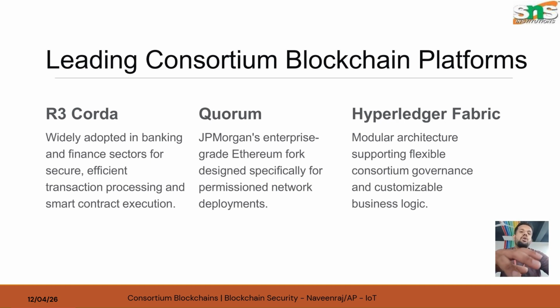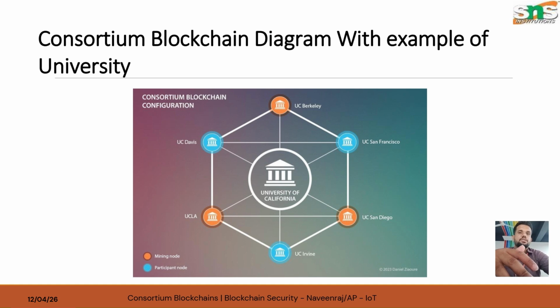Next layer will be the smart contract layer. It automates business logic and executes rules automatically. If payment is received, it releases goods. That's all. Next one is the application layer. These are end-user applications like dashboards, portals, etc. For example, banking apps and supply chain tracking systems. So this is the final layer of the Consortium blockchain.